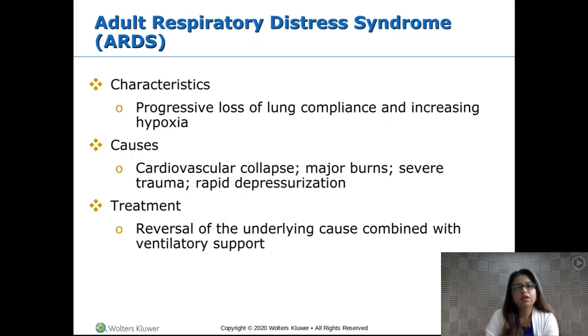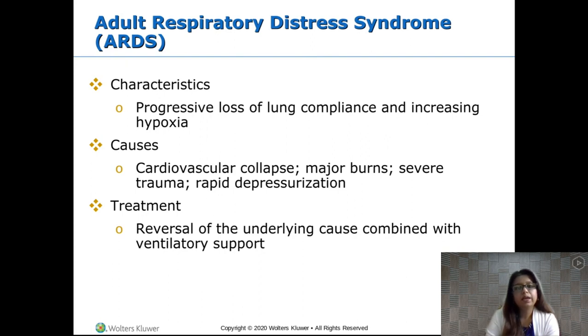Now, respiratory distress syndrome could be related to some kind of inflammation or infection. Characteristics could be progressive loss of lung compliance and increasing hypoxia, meaning patients slowly become short of breath, with difficulty breathing. Causes could be cardiovascular collapse, major burns, severe trauma. Patients are not able to breathe, and then it causes dyspnea, shortness of breath. So it slowly causes problems in breathing.